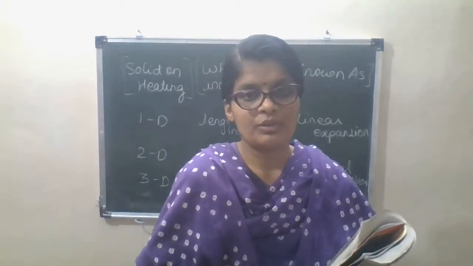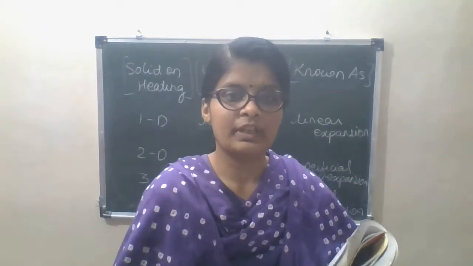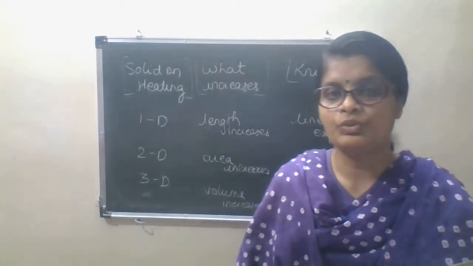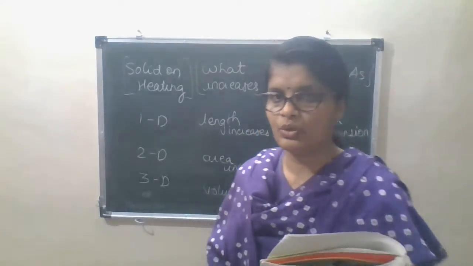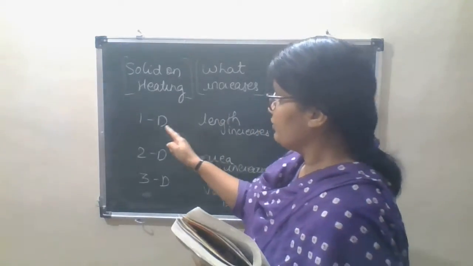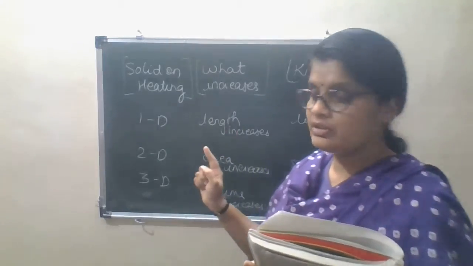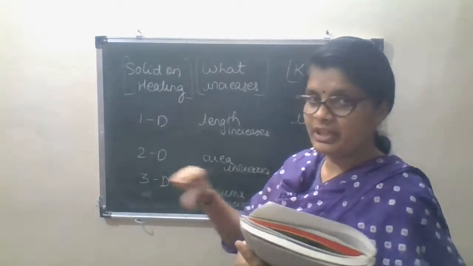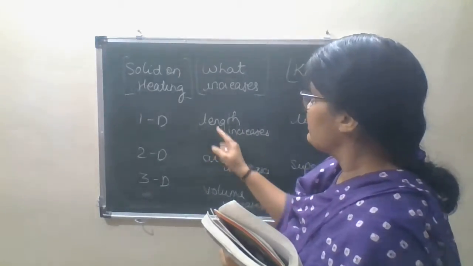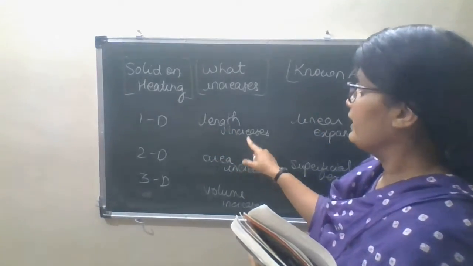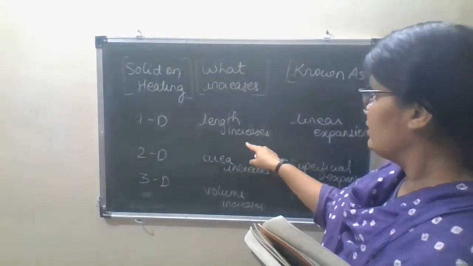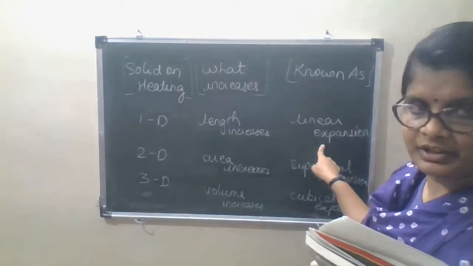So now, in short, we will see what is the difference between one dimension, two dimension, three dimension. Then we will go for the superficial expansion. So solids on heating: when a one dimension solid is given, in that case, the particular length increases, and that increase in the length is known as linear expansion.